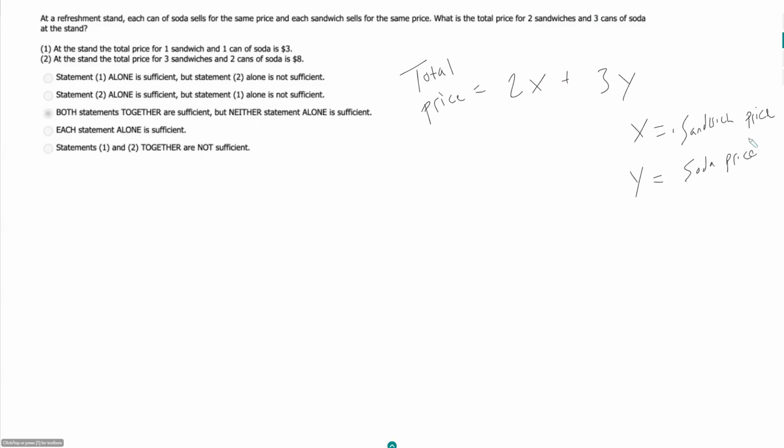So how does the GMAT like to test solving for equations with 2 variables? Usually there's 2 things. Either you can solve for x and y individually and then plug them in, or they can give you some equation that is really the same equation as this. So if they gave me the price for, for example, 4 sandwiches and 6 sodas, well, that's just going to be double whatever this price is.